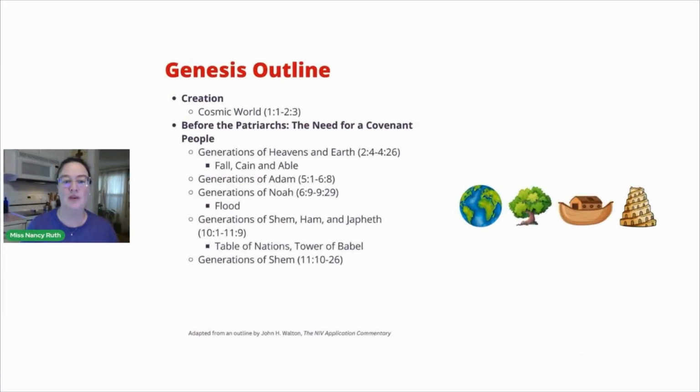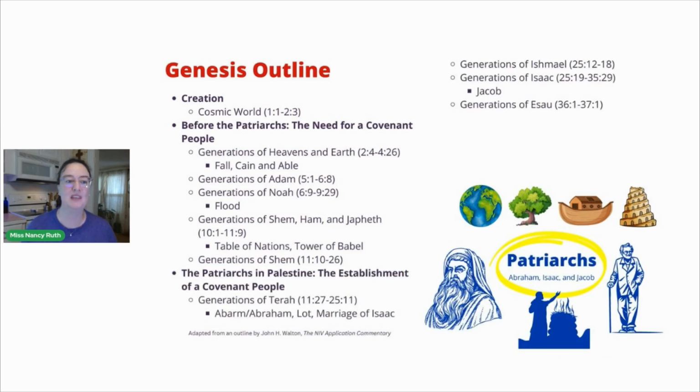I'll make this bigger so you can see it. We have creation. Then we have the stuff before the patriarchs and the need for the covenant people, which includes generations of heaven and earth, which is the fall, Cain and Abel, generations of Adam, Noah, the flood, Shem, Ham, and Japheth, the table of nations, Tower of Babel, generations of Shem. Then we have the patriarchs in Palestine, the establishment of God's covenant people.